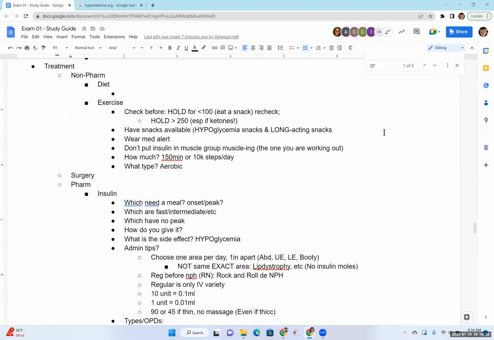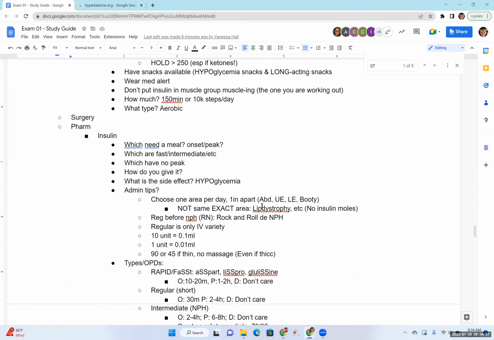So there's meds, PO meds, and what other meds? Insulins, right? What do you have to know about insulin? What's fast, what's long, what's short? How do you give it? Which have no peak? Okay, so those are your insulins. And then surgery we're not going to focus on, but that is an option.